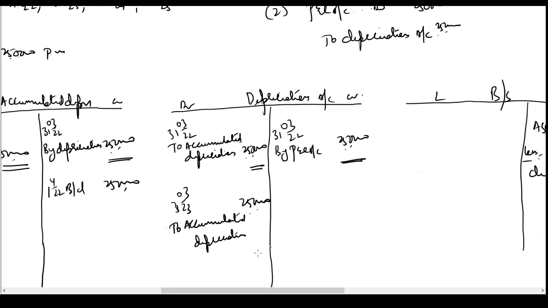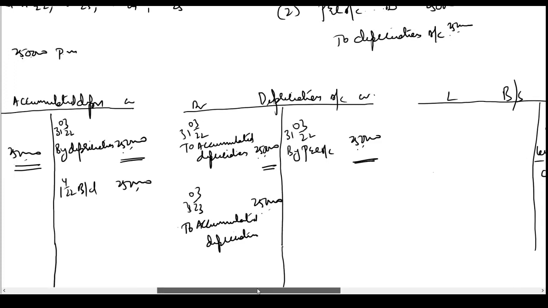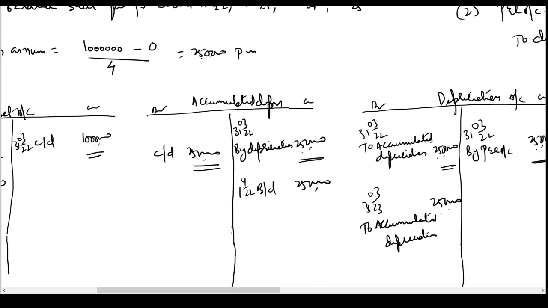2,50,000 is the amount of loss. Depreciation account is debited, accumulated depreciation account is credited. So we go to the accumulated depreciation account and we are going to write there by depreciation 2,50,000. There is already 2,50,000 balance, another 250 has come to it now.